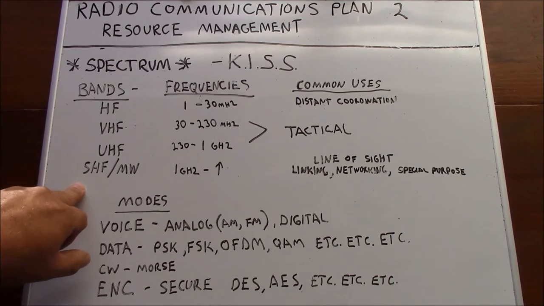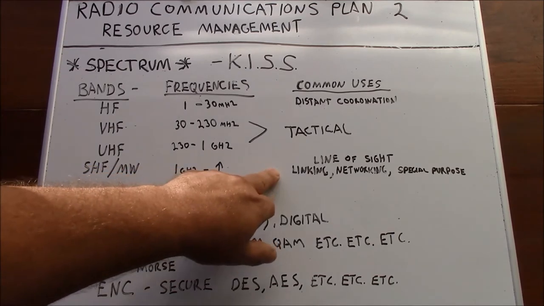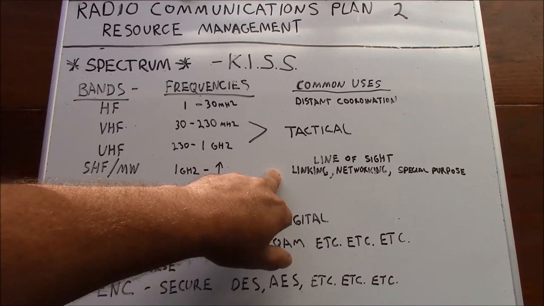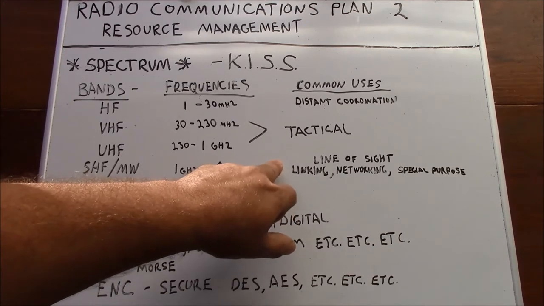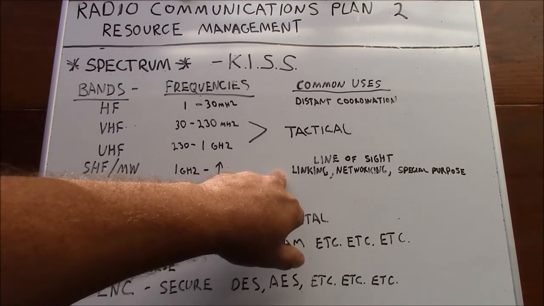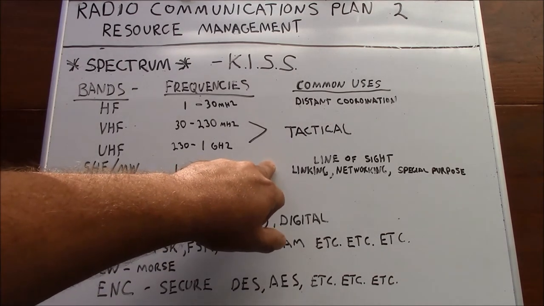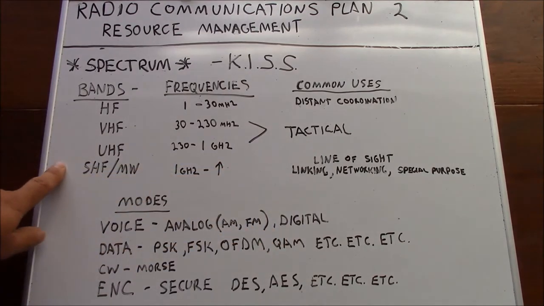Your super high frequency and microwave range is pretty much strictly line of sight modes. There are exceptions to that, of course, but they're used for linking, networking, and special purposes. For most of your planning purposes, always consider that to be line of sight spectrum and use it accordingly.